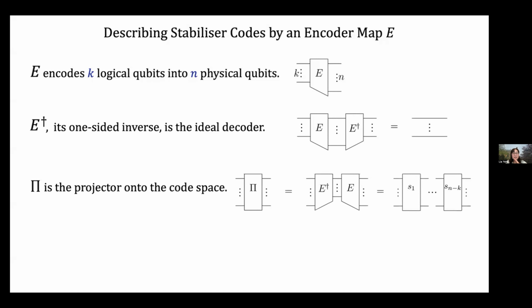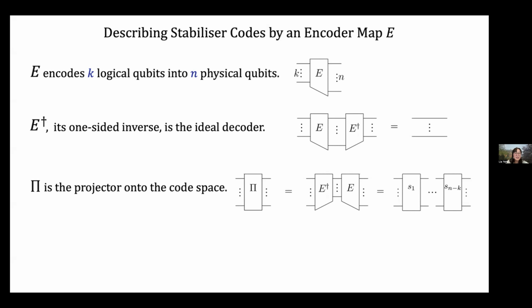So if you do these two, E and E dagger, in the opposite order, since you're going from N to K, which is usually less than N, and then back to N, like you're compressing some information, it's not the identity. It's actually the projector onto the code space. So throughout this talk, I'll use the symbol pi to refer to this projector.